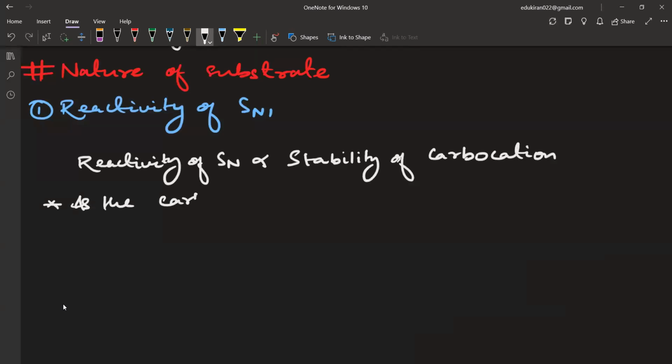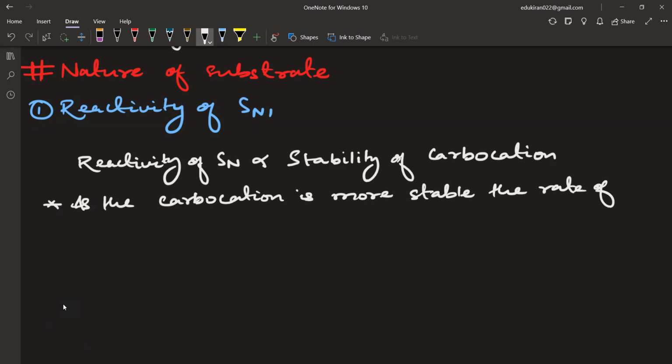Now, you can also write it as: as the carbocation is more stable, the rate of Sn1 is faster. Okay, so let us look at the rate of Sn1.